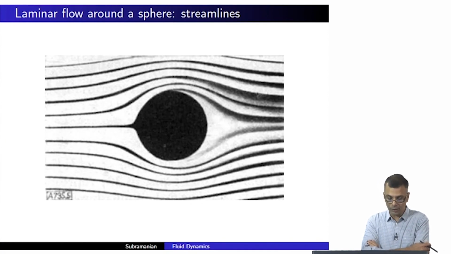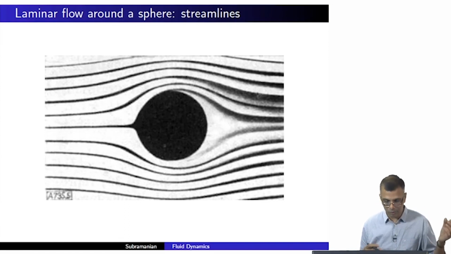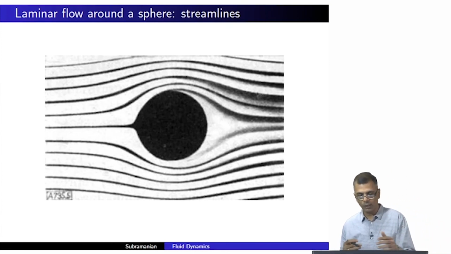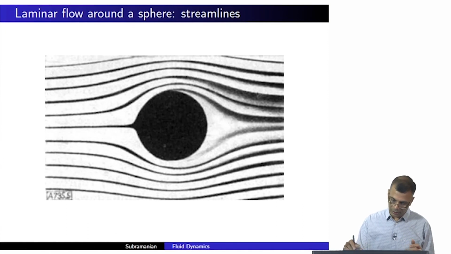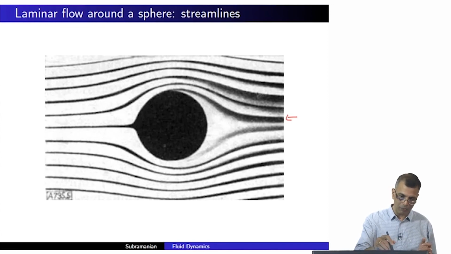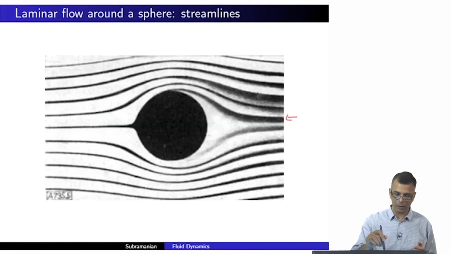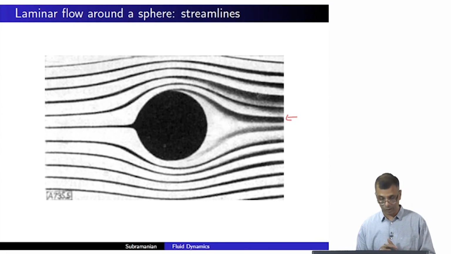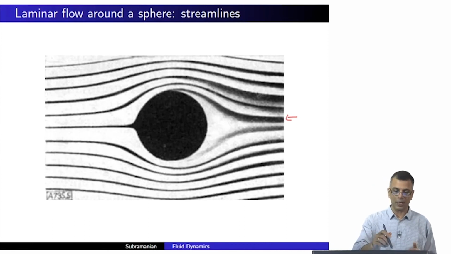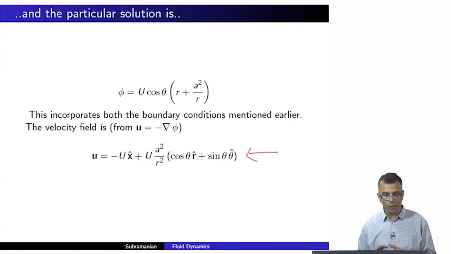And this is the actual photograph of streamlines. You actually inject a dye into a flow that's flowing smoothly past a sphere, and that's what it looks like. These are the non-ideal features, this broadening, these are the kinds of things that will not be captured with this nice elegant solution. But you can see how closely it resembles the actual situation. So this is an example of a situation where these idealized solutions are very, very useful.